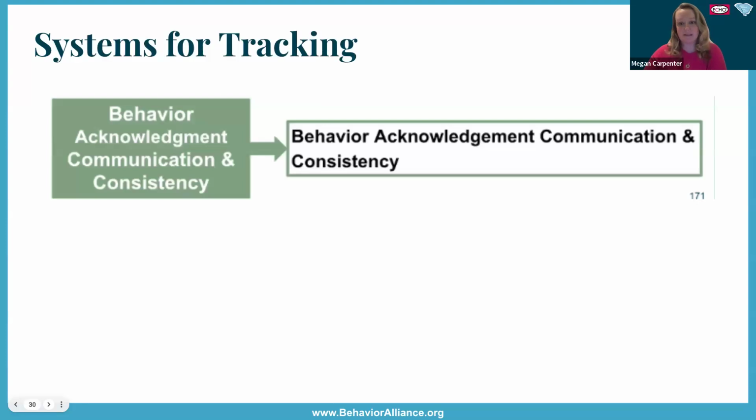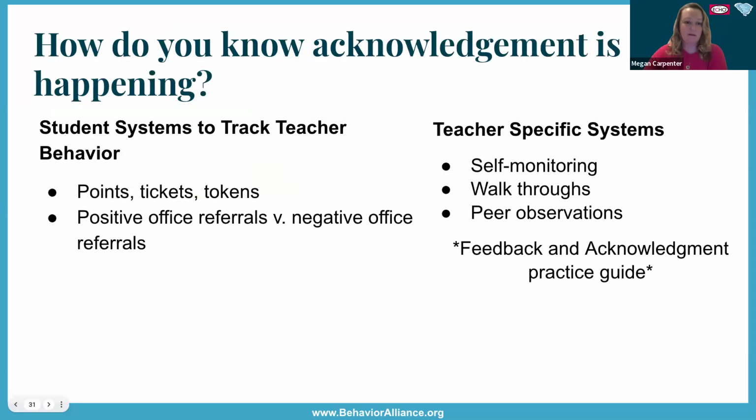And then we want to make sure there's a system for tracking. So some of these systems track themselves. Like if there's a point system, you can see how many points students are getting and see if teachers are actually acknowledging and providing those points. But sometimes it's a little harder to track things like behavior specific praise. So there are student systems that already track teacher behavior: points, tickets, tokens, those types of things, positive office referrals versus negative office referrals.